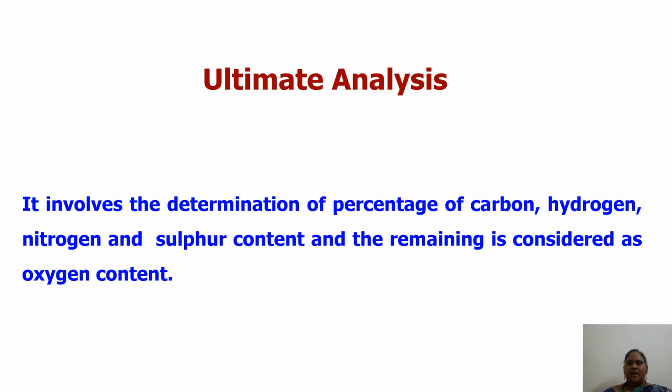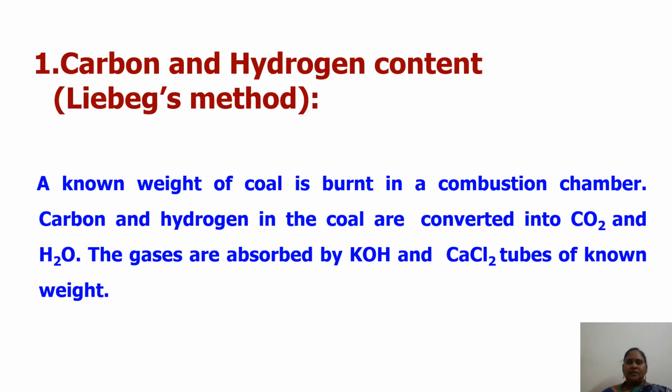The ultimate analysis of coal involves the determination of the percentage of carbon, hydrogen, nitrogen, sulfur, and the remaining is considered as the oxygen content. Carbon and hydrogen content present in the coal is determined by Liebig's method. A known weight of coal is burnt in a combustion chamber.